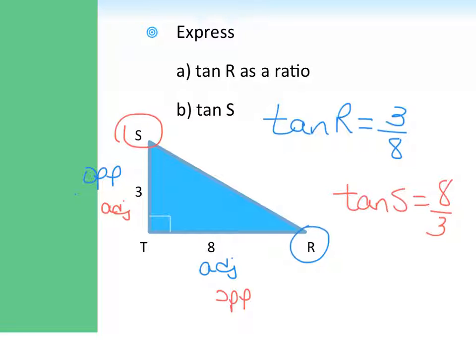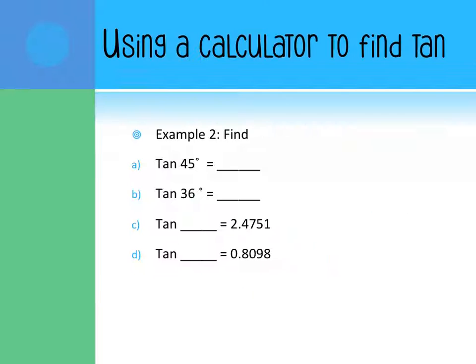We're not. If it just asks you to write the ratio, all you do is put the numbers that are opposite and adjacent. Now we're going to actually use the calculator in a minute. So if it just asks you for the ratio, you're just putting opposite over adjacent and stop. Good? All right.